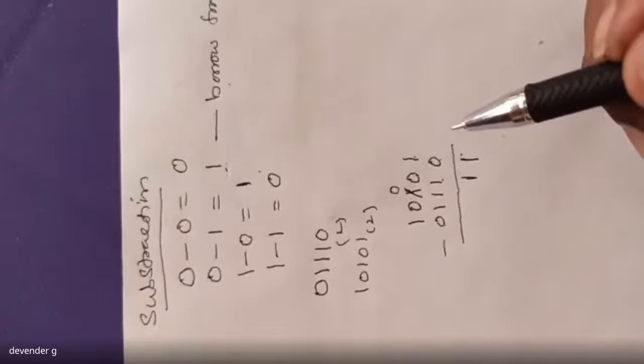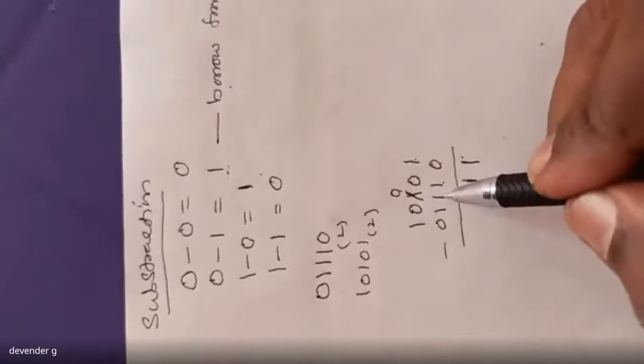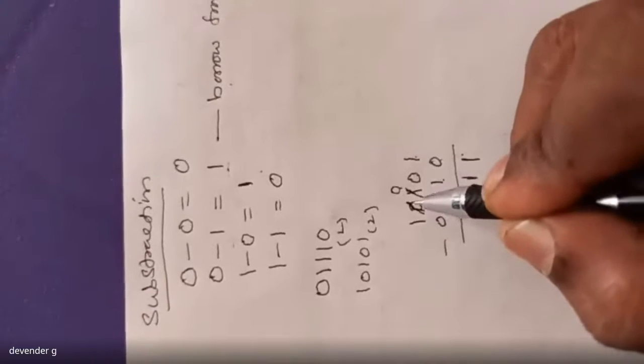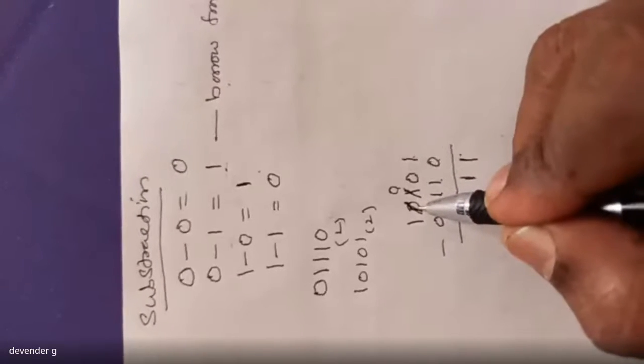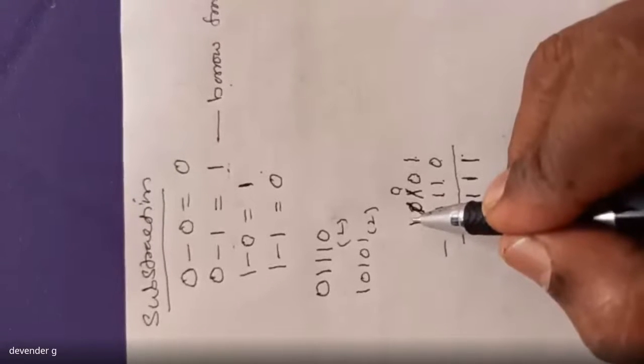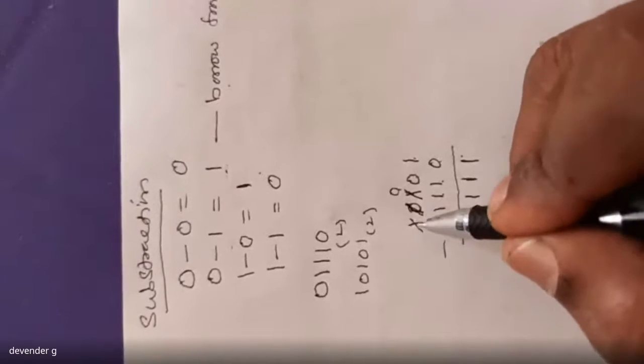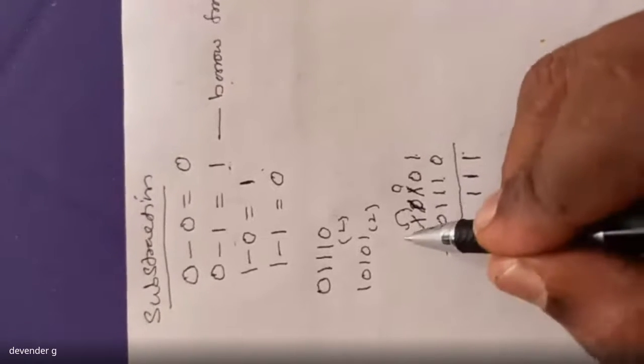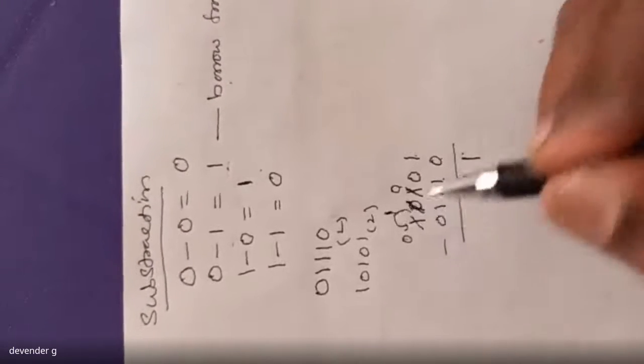Got it? Then 0 minus 1. Check the rule. I have to take the borrow from here. Do you have any value over here? No, sir. So again, I have to go to the other place for the borrow. So this becomes 0 and this becomes 1.